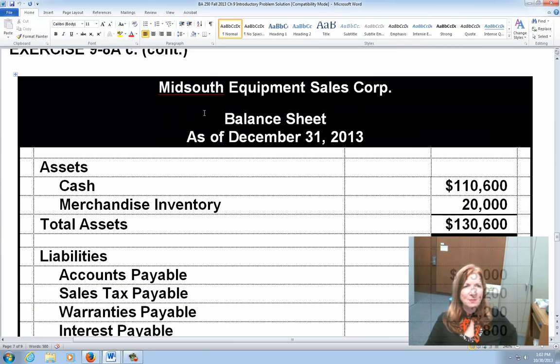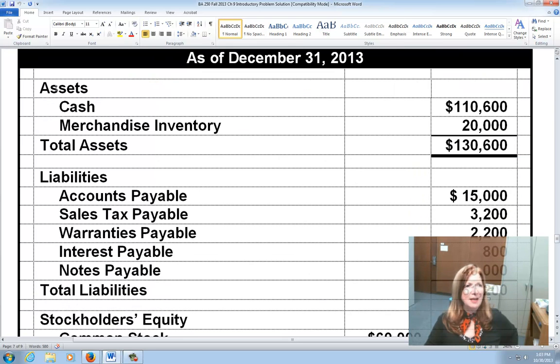And then here's the balance sheet, and the name of the company, the name of the statement, the date. Here are the assets. There are only 2, cash and merchandise inventory.